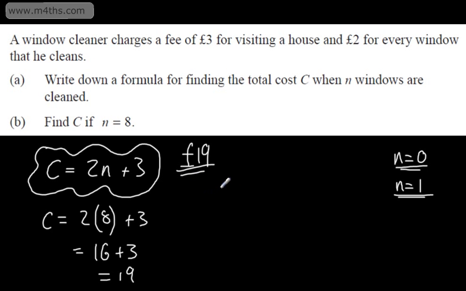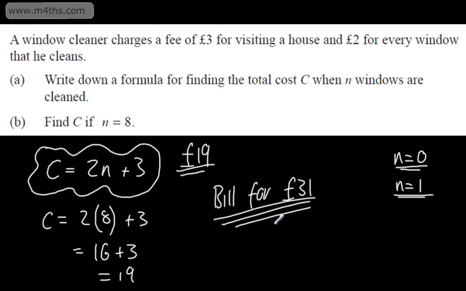Let's say it went the other way and we had now a cost or a bill. The window cleaner sent us a bill now for, and I'm going to write this now, let's go for £31. We want to know how many windows we had cleaned. So all we're going to do is use this formula in reverse. The bill or the cost was 31, so that was equal to 2n plus 3.